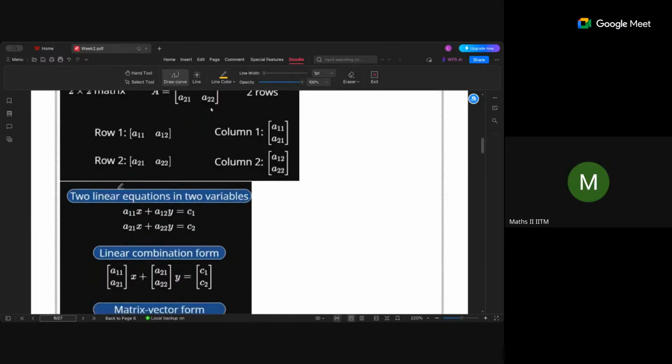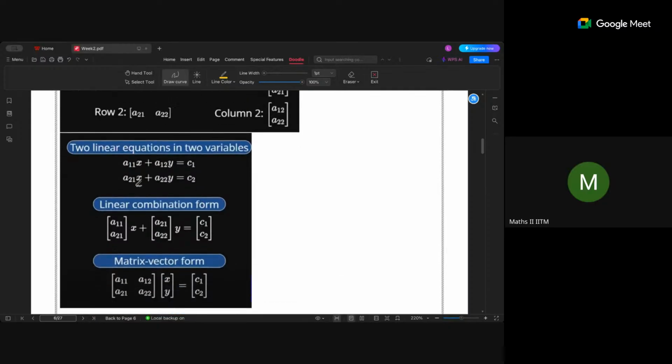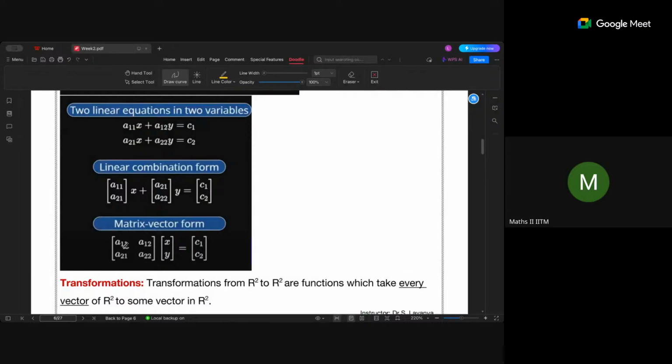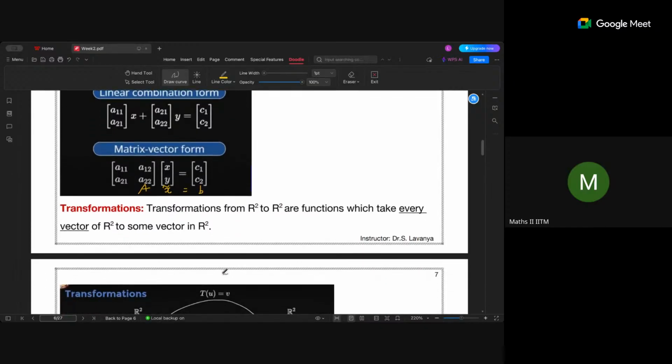Now, what do two linear equations in two variables look like? They look like this: a11x plus a12y is c1 and a21x plus a22y equals c2. You can see this either as a linear combination of the column vectors, where this is column 1 and this is column 2, or in matrix form. So it is like this. Usually this is what we call A, the vector x, and here usually we say b. Here it is given as c, but anyway it does not matter. So Ax is equal to b. This is the matrix form.